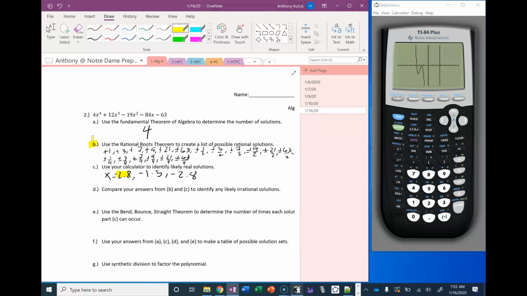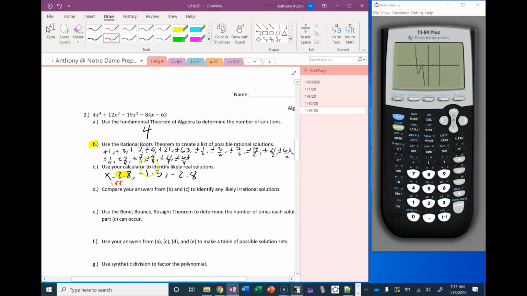I mean, the closest thing in there is positive 3, right? 7 over 2 is 3.5. It's definitely less than 3, so that's out. 9 over 4 is 2.25. It's definitely more than 2.25, so that one's out. So this one is not on my list. There's nothing close to it.